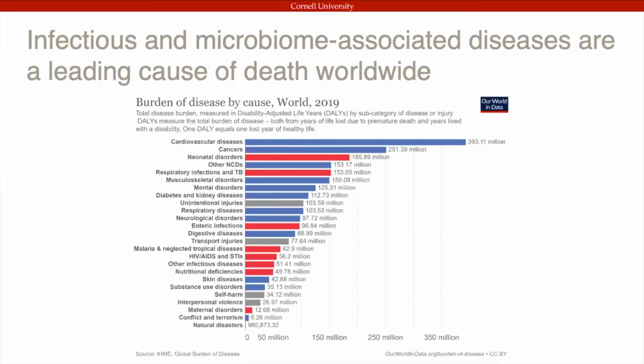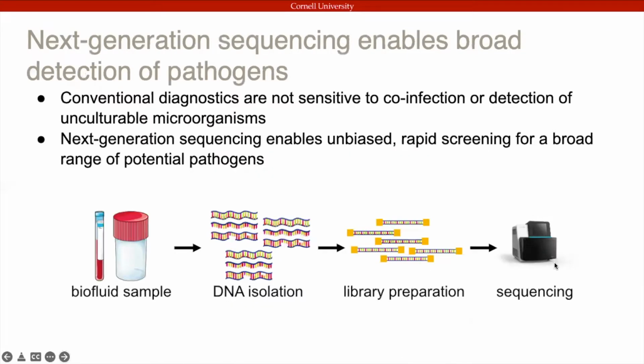There are more than 1,000 microorganisms that are known to cause human disease. And despite the many interventions available on the market, infectious and microbiome-associated diseases remain a leading cause of death worldwide. Differential diagnosis of disease is complex and a challenging task in the clinic. Conventional diagnostics, like culture, are not sensitive to co-infection or the detection of unculturable microorganisms. Next-generation sequencing, though, offers an unbiased and rapid screening for a broad range of potential pathogens.